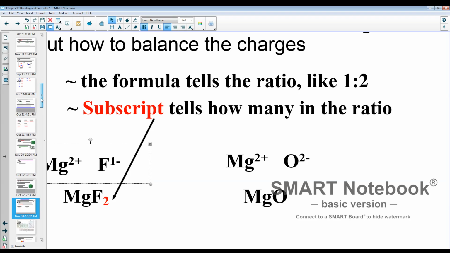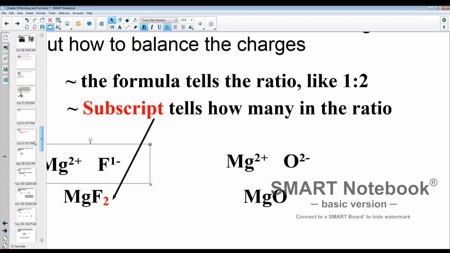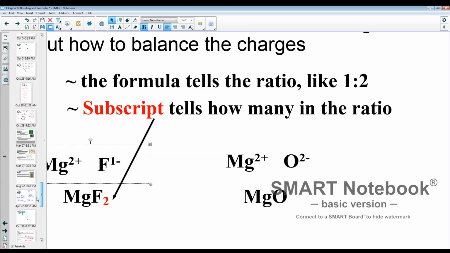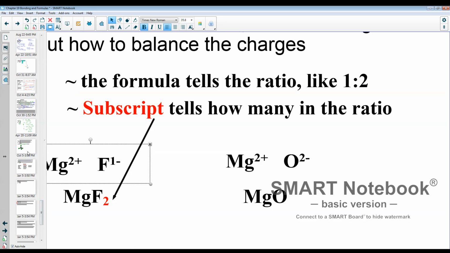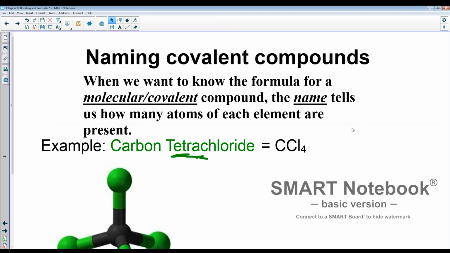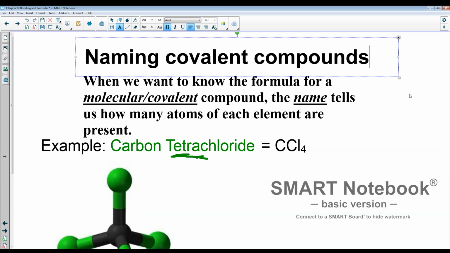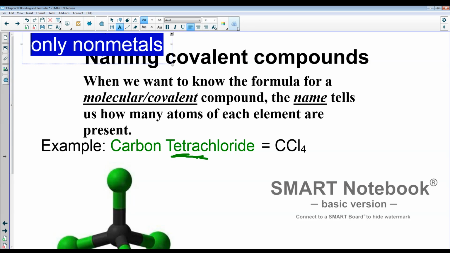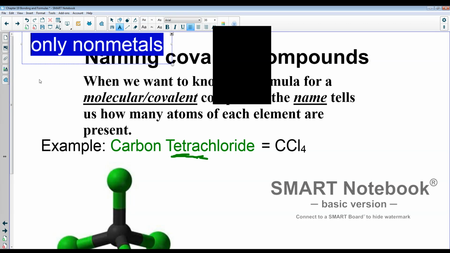Covalent compounds are very easy to write formulas and names for. Remember that a covalent compound is only nonmetals. So the only way that you're going to ever use these rules is if it's a compound with only nonmetals. If there's any metal in it, it's got to be an ionic compound.